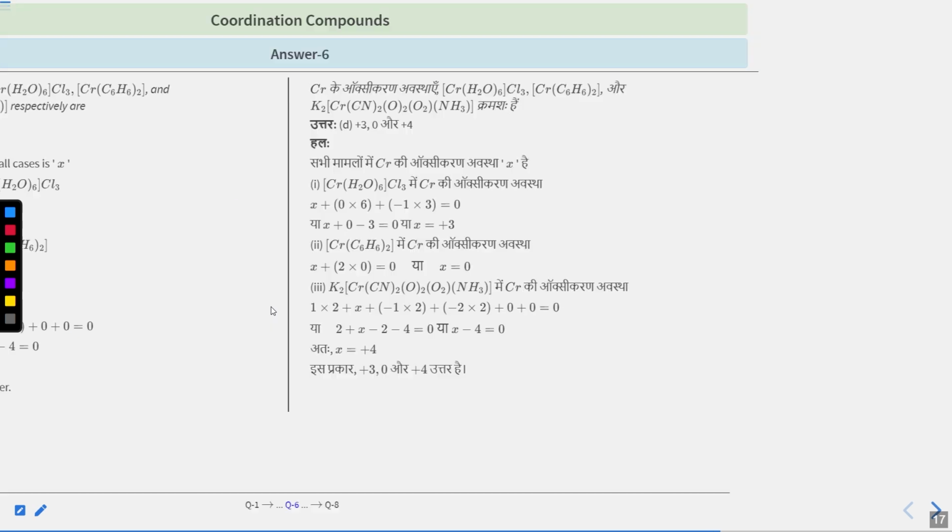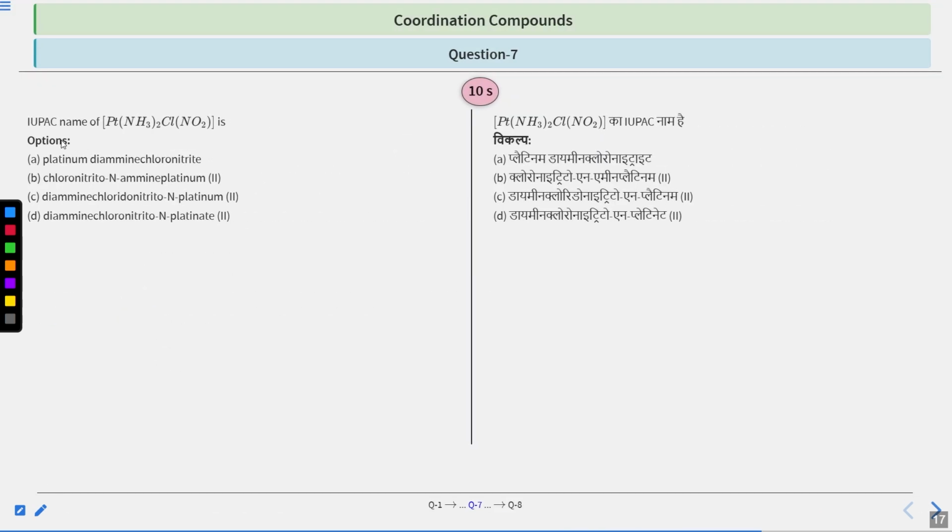Okay, let's move to the next question. Question number 7. IUPAC name of Pt(NH3)2 Cl(NO2) is. We have to find out the IUPAC name of this complex. Options are platinum diamine chloronitrite, chloronitrito-N-amine platinum 2, diamine chlorido nitrito-N platinum 2, or diamine chloronitrito-N platinate 2. You have 10 seconds to solve this question. After that, we will see the answer.